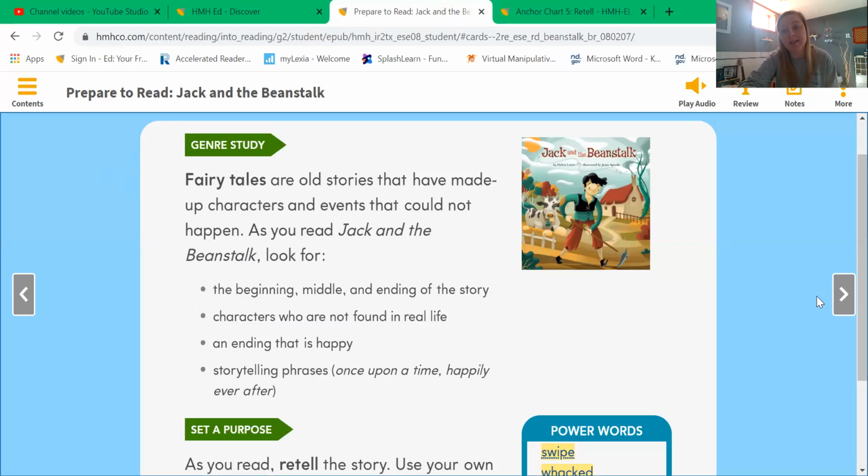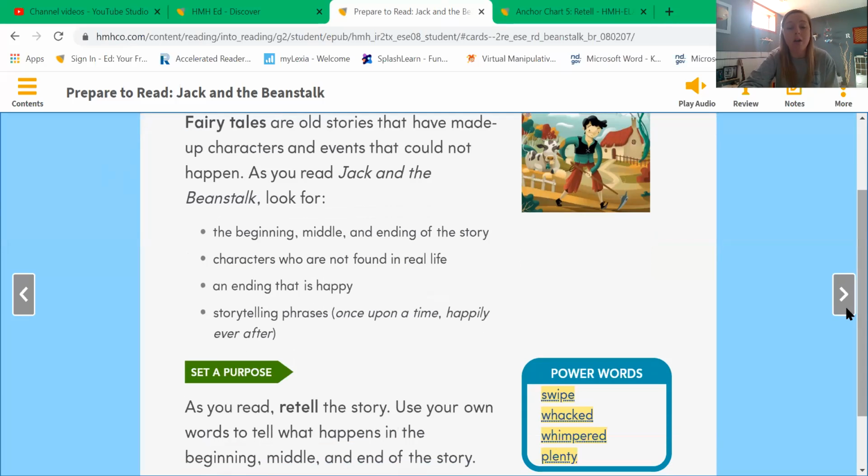A few things that I want you to know are that fairy tales have a beginning, middle, and ending of the story. And remember when we talked about beginning, middle, and end, we talked about how in the beginning of a story, we meet the characters, we know the setting of the story. In the middle of the story, the characters face a problem. So they have a problem or a conflict. And then at the end of the story, they solve that problem, they solve that conflict, they have a resolution, okay?